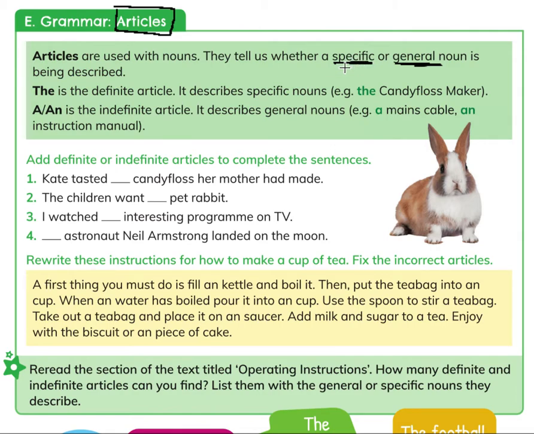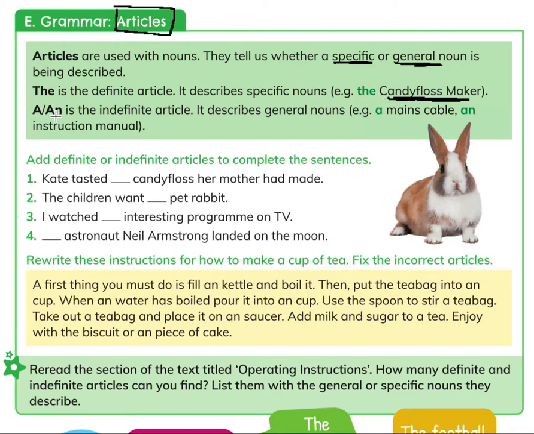So specific is where we have one exact thing in mind. General is where we have a rougher idea of what we're talking about. So the is the definite article. It describes specific nouns, like the candy floss maker. It's only this candy floss maker in the whole world we're talking about, and we know that because we're using the word the.